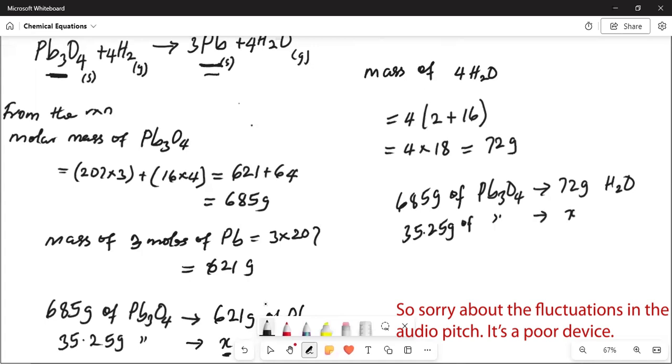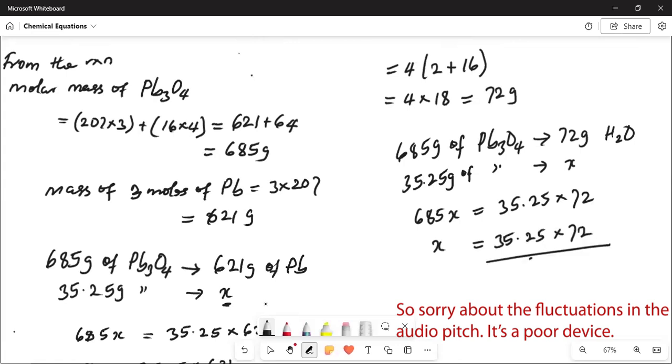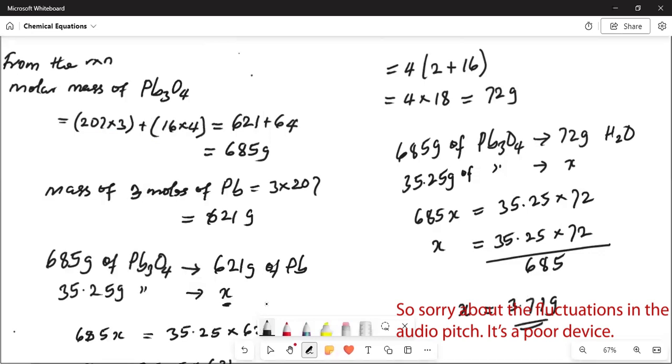Let it be X. So that by simple proportion, when we cross multiply this, 685 multiply X gives us 685X equal to 35.25 multiplied by 72. Dividing both sides by 685, we have 35.25 multiplied by 72 and divided by 685, that is 3.71. The mass of water is 3.71 approximately. And that answers the question.